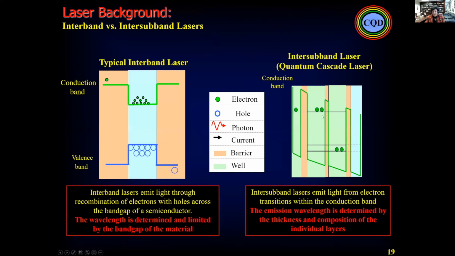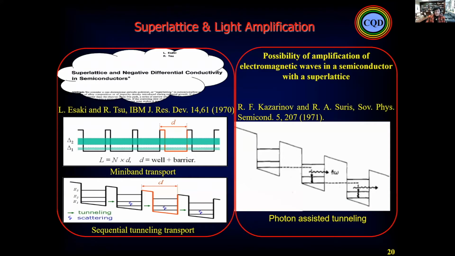So what can we do? We know that already we have interband, and at the same time, to go to higher wavelengths, we have inter-subband. That started in 1970 by Razeghi and Su, who gave the ideas of the superlattices and negative differential resistance, and demonstrated mini-band and sequential tunneling transport. After that, it was Kazarinov and Suris who took the ideas again and demonstrated that it's possible to use photon assisted tunneling for the infrared laser.